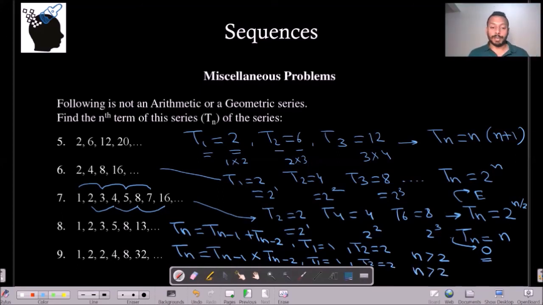So these are some of the interesting series where they are neither arithmetic series nor geometric series, but you can still use some logic to figure out what could be the nth term and how you can generalize the series.